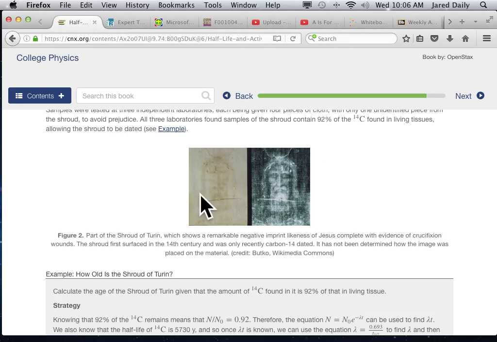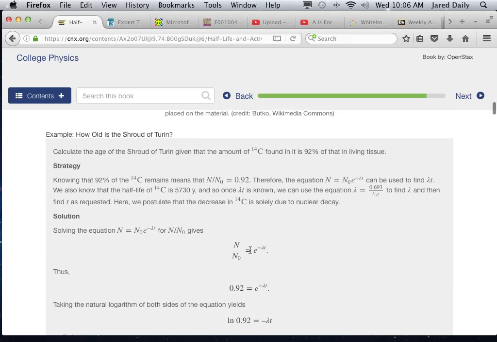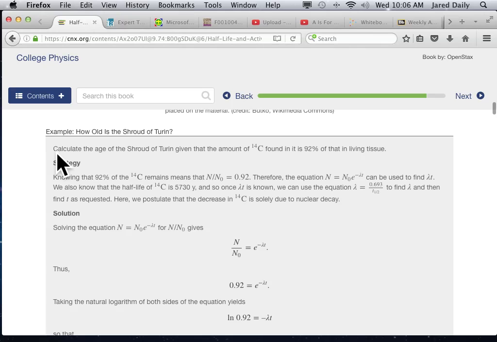So from much earlier than we can have it. They first found it in the 14th century, but it was carbon dated recently, and in the Shroud of Turin, they found that it's 92% of the carbon-14 that is normally in living tissue. So how old does that make it?